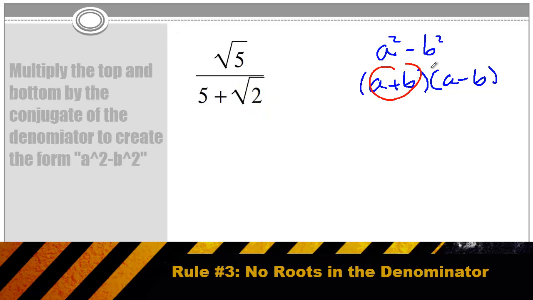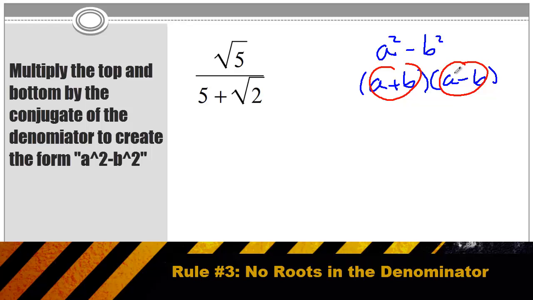A plus b and a minus b are called conjugates of one another. When you have a radical with an addition or subtraction sign in the bottom of a fraction, you get rid of the radical by multiplying both the top and the bottom by the conjugate of the denominator. So in this case, I'm going to multiply both top and bottom by 5 minus the square root of 2.